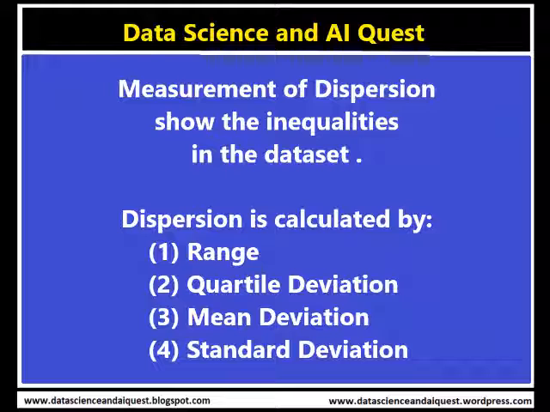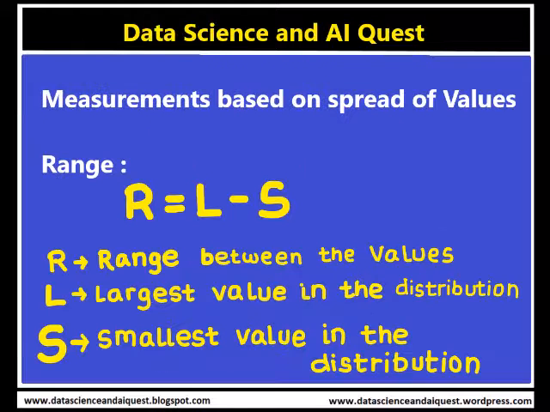Range and quartile deviation measure the dispersion by calculating the spread within which the values lie, whereas mean deviation and standard deviation calculate the extent to which the values differ from the average value. So now the measurement based upon the spread of values. We will be taking this measurement of range. So how is this range calculated?